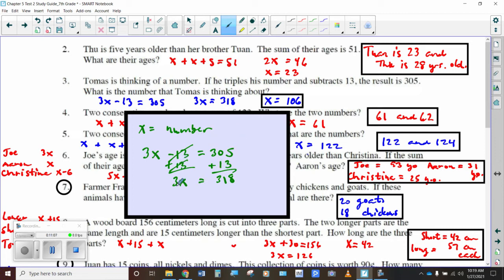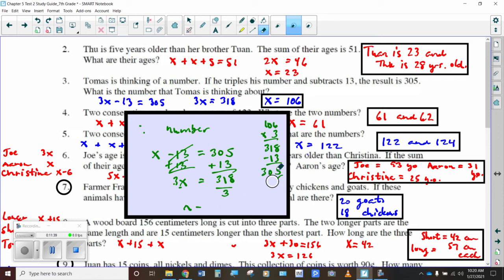So now what do you multiply times x to give you 318? We'll take 318 divided by 3, and that's going to give you 106. So that means the number that he was working with must have been 106. So let's go ahead and check that to make sure. What is 106 times 3? It is 318. So you triple the number, then subtract 13 from that. Do we get 305? Yes, we do. We feel good. Declare that answer.